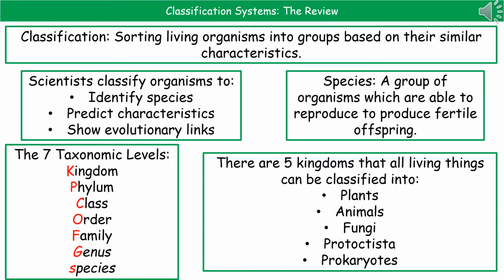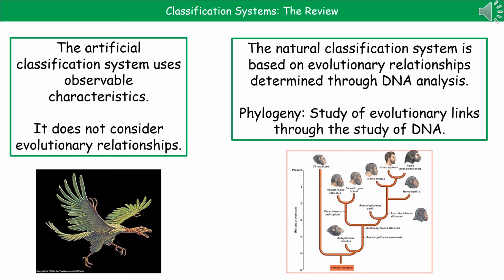So when we come to do this classification, we start off with 7 taxonomic levels: kingdom, phylum, class, order, family, genus, species. You need to know the order of that, so find a little mnemonic that helps you remember it. We've got 5 kingdoms that all living things on Earth can be classified into: plants, animals, fungi, protoctista, and prokaryotes. So we've got a choice of 2 systems for classifying.